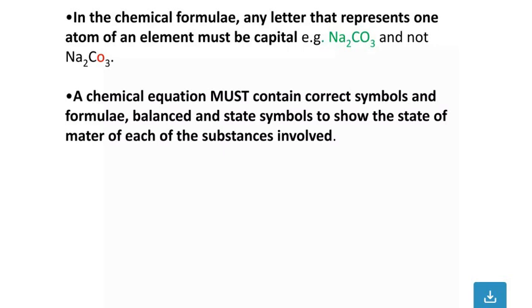Now, in a chemical formula, any letter that represents one atom of an element must be a capital, as in Na2CO3, and not NA2CO3. Look at here how people write the letter in place of oxygen. You can see this. This is wrong. A chemical equation must contain correct symbols and formulae, be balanced, and have state symbols to show the state of matter of each of the substances involved.